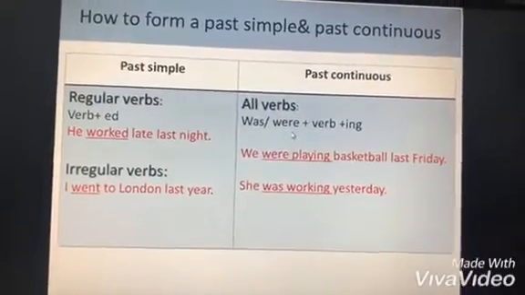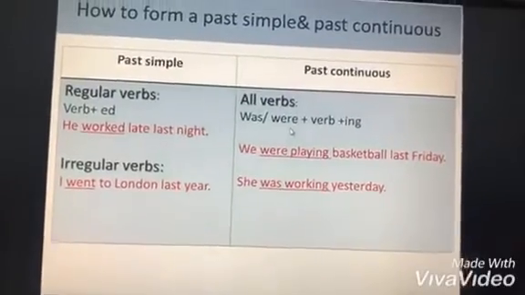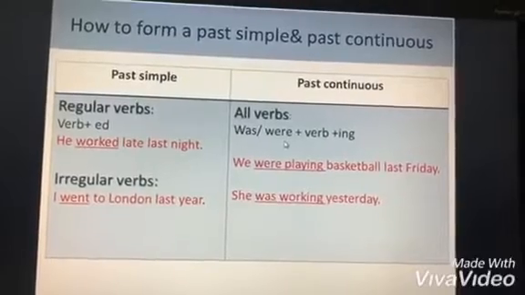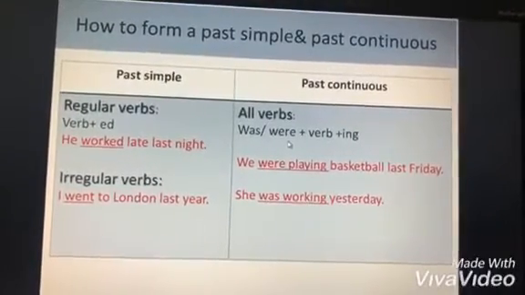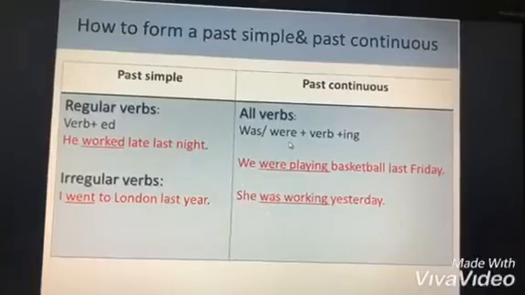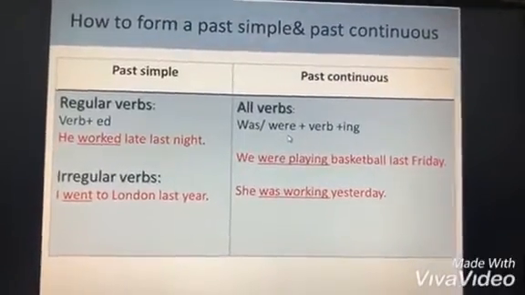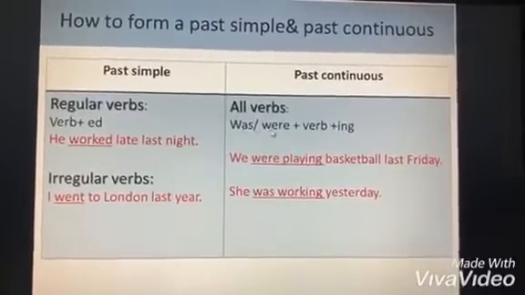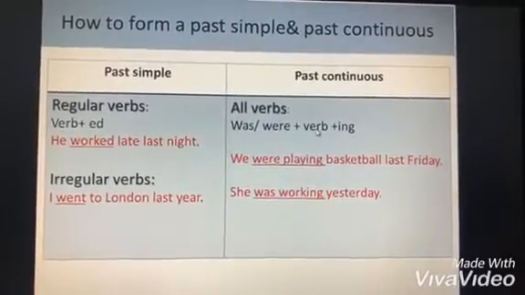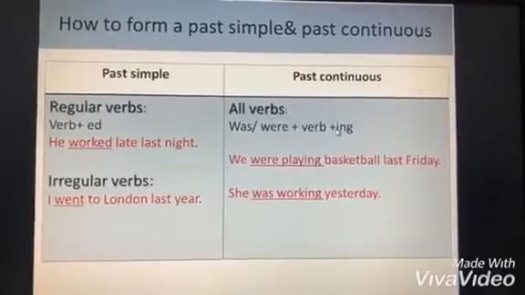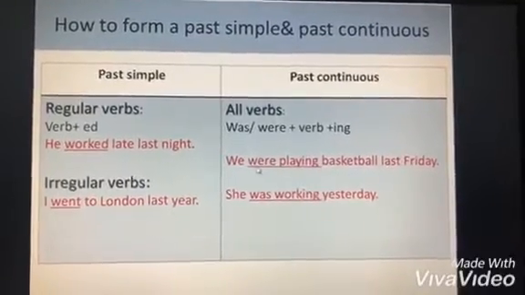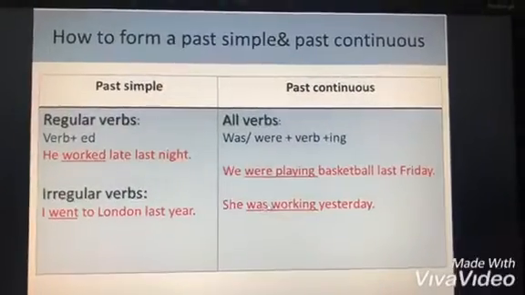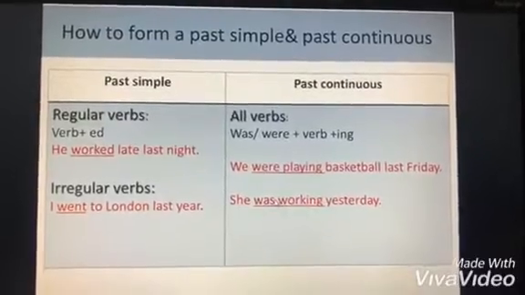Let's move on to the past continuous. In the past continuous, we don't need to care about regular and irregular verbs, because we only have to form it with was or were, the base form of the verb, and ing. For example, we were playing basketball last Friday. She was working yesterday.